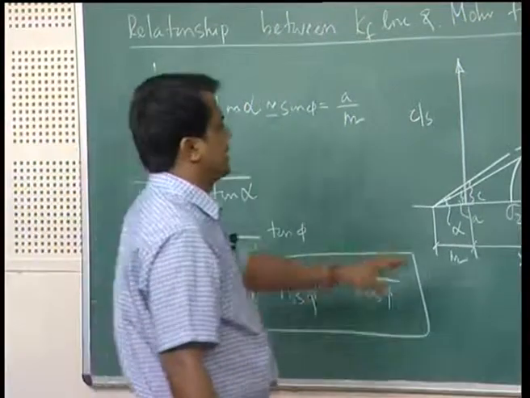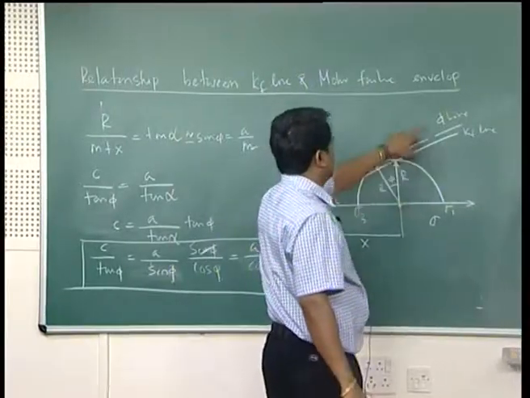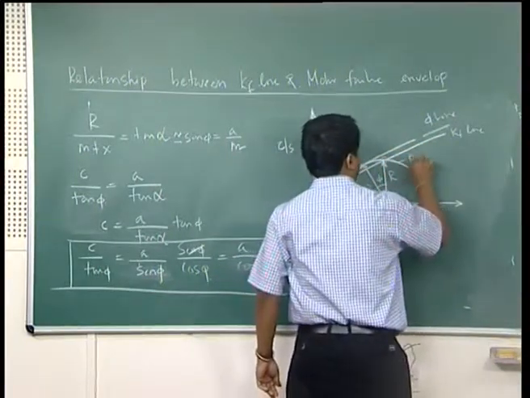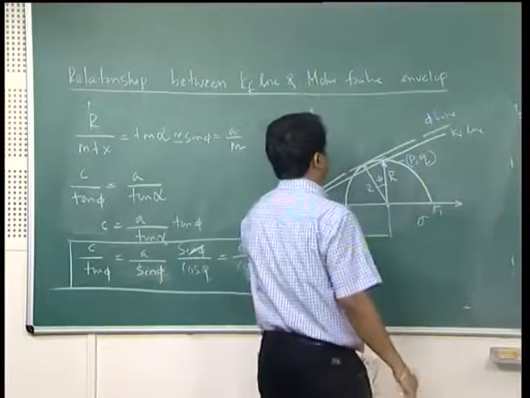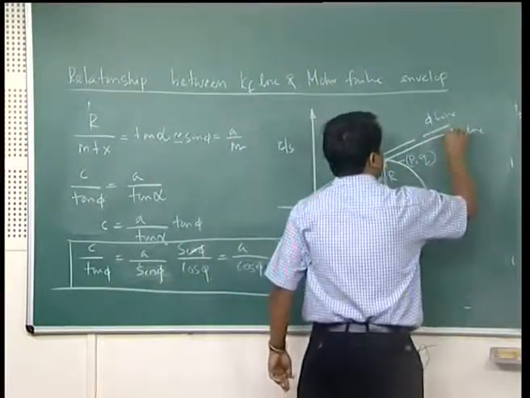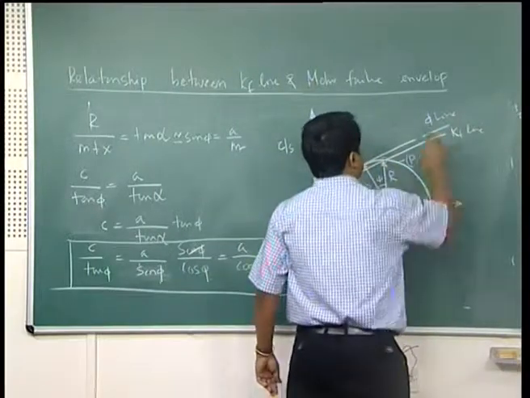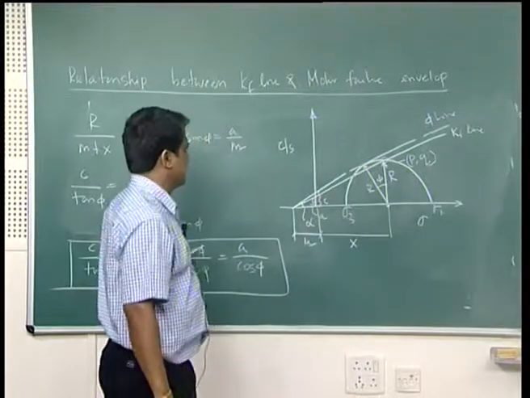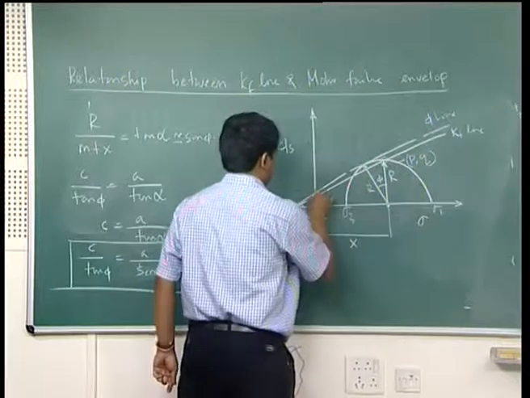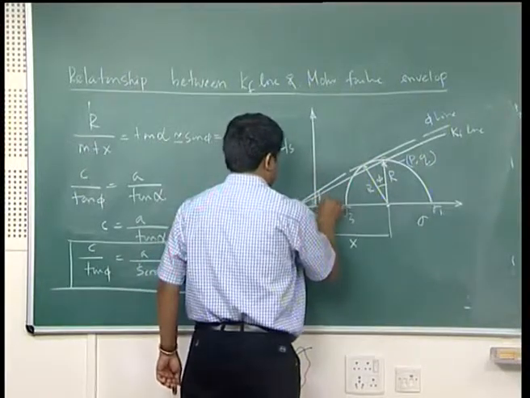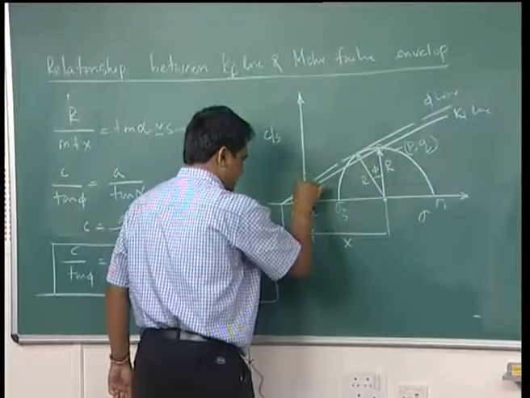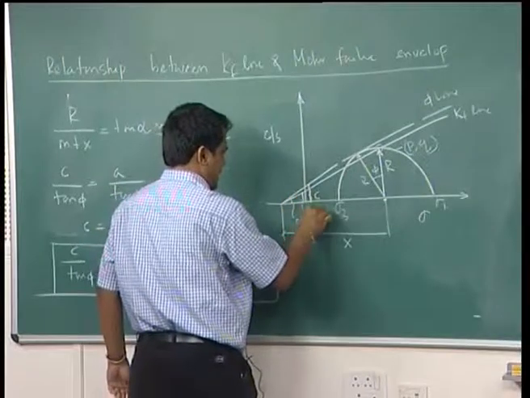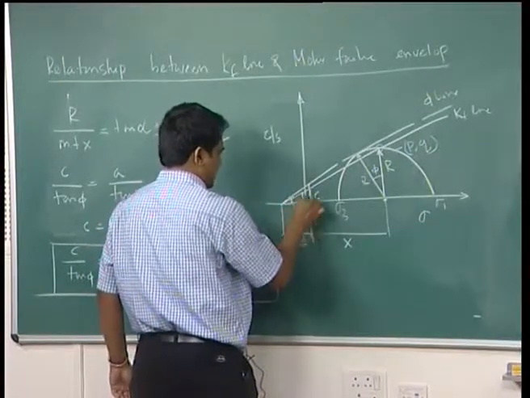If I draw a simple Mohr circle and draw the phi line and KF line, the KF line comes from your PQ diagram, and the phi line comes from the tangent which touches this Mohr circle. The intercept of the phi line with this ordinate is your C, this distance is your C. The intercept of the KF line here is A, and this angle is alpha.